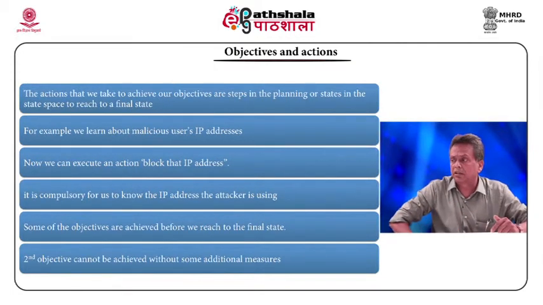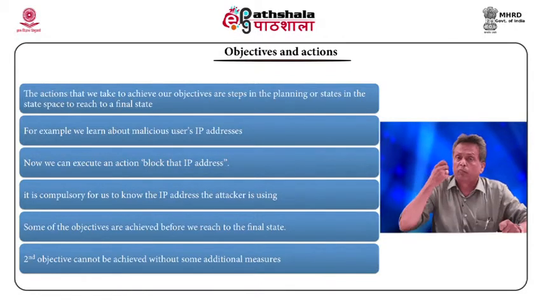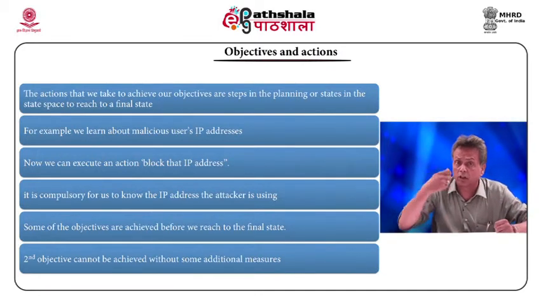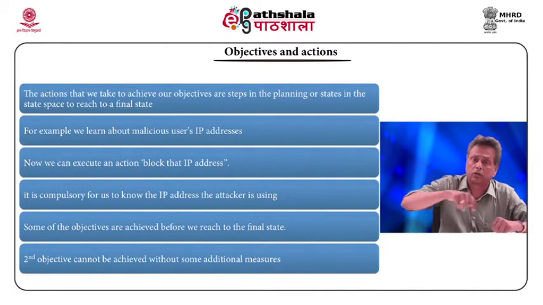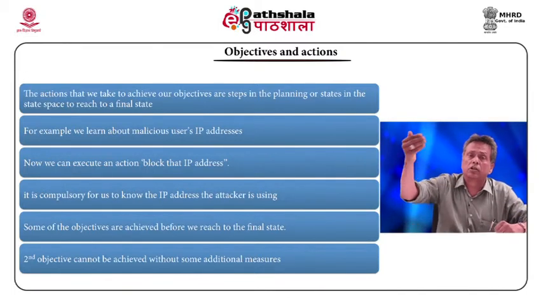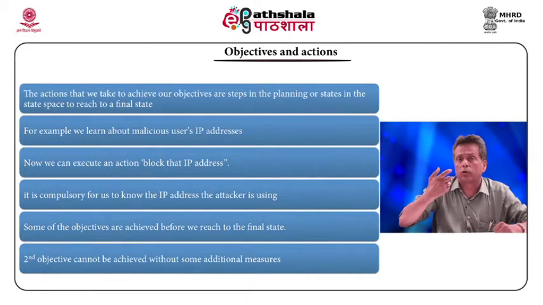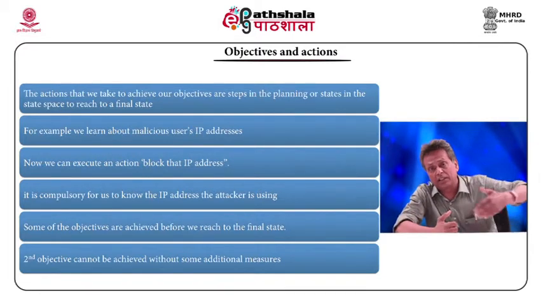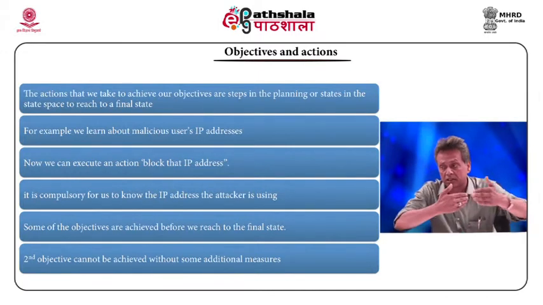For example, when we learn a malicious user's IP address, we know that this is a malicious user, and we can block him. Now you can't just block an IP address without knowing it, so that sequence is to be followed. The action can only be taken if there is a prerequisite. The action is only possible if some action is taken to generate that prerequisite. For example, if I want to block an attacker's IP address, I must execute some action which gets me that IP address. So the actions are to be listed that way.